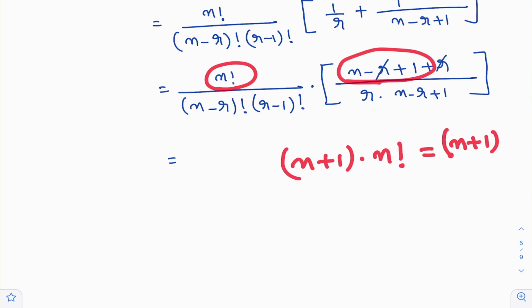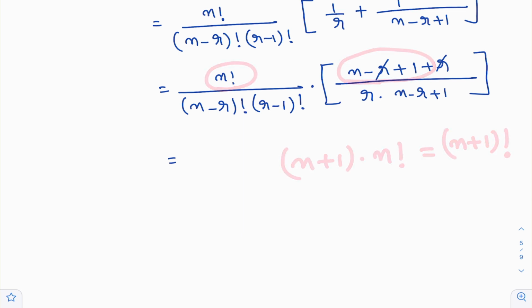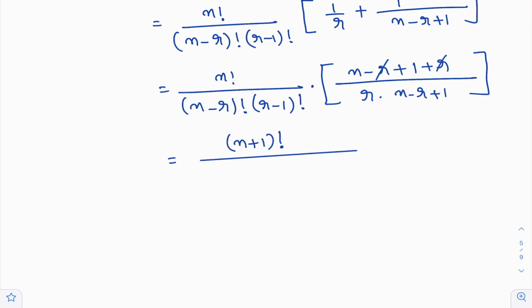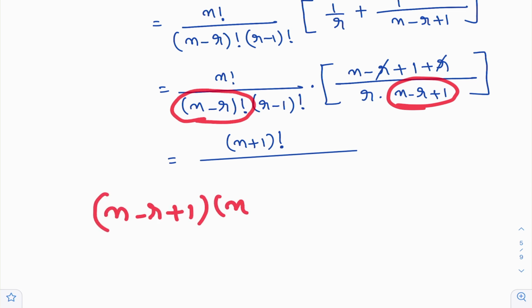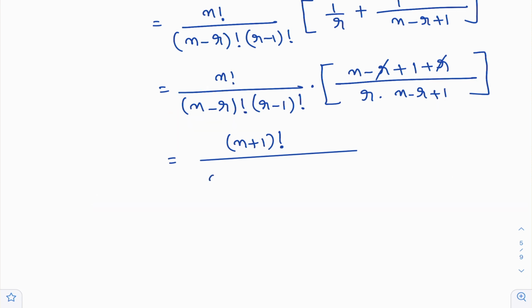Is (n+1)! correct? So what is the numerator part here? The numerator part is (n+1)!, divided by, observe this denominator part. You take this one and this one. What is this? (n minus r plus 1) into (n minus r)!. What is this? This is nothing but (n minus r plus 1)!. I'll write that: (n minus r plus 1)!.